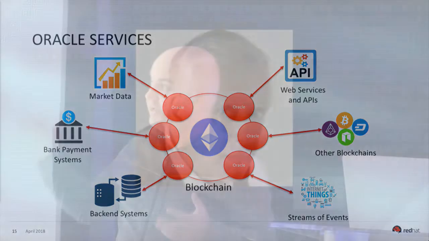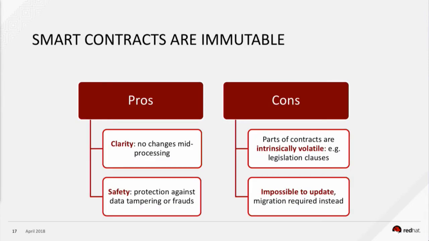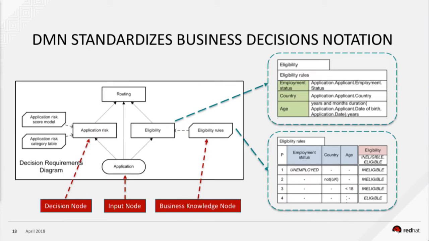Oracle is a concept of an asynchronous interface that was created to help solve this problem. Among other things, this is just one of the reasons. Typically, contracts in the real world are very complex, with hundreds of clauses, so translating them into a programming language like Solidity requires quite a lot of code and becomes complex quite fast. There is a problem because everything in the network is immutable, so once you deploy a smart contract, it will be immutable. That's good for clarity and safety, but for volatile parts of the contract, the logic of the contract, it becomes a problem. It's impossible to update.